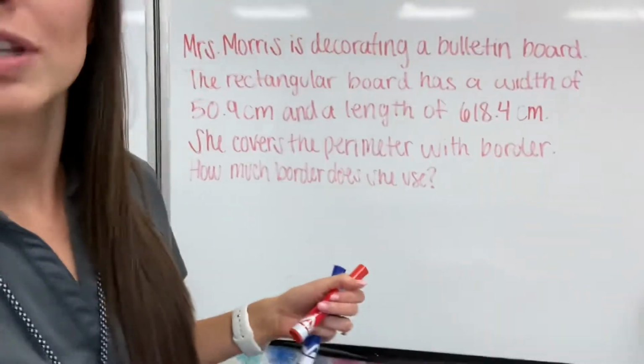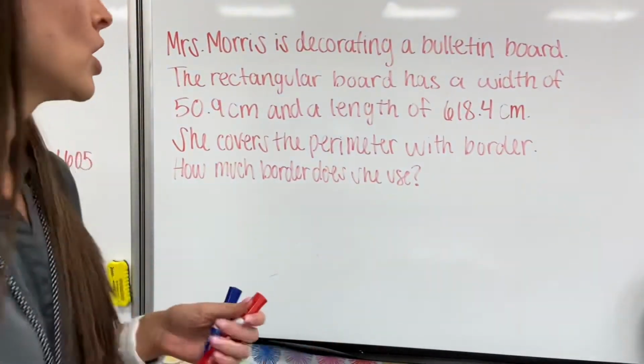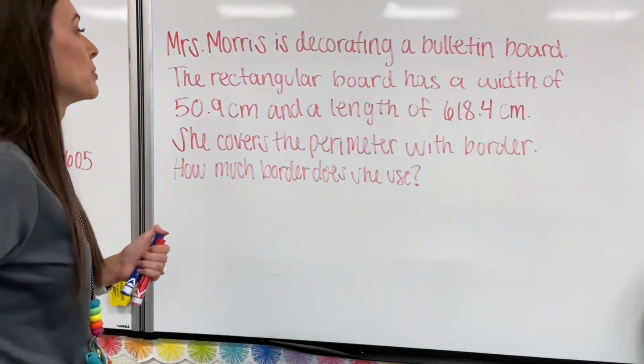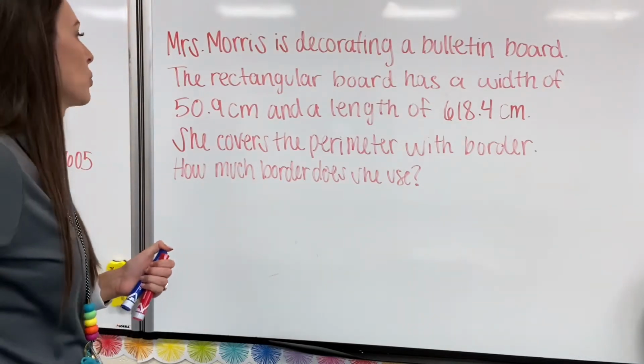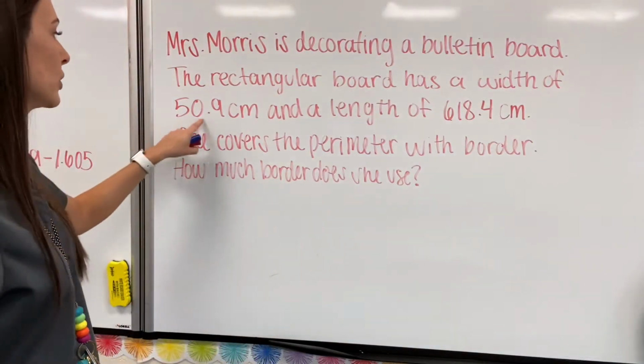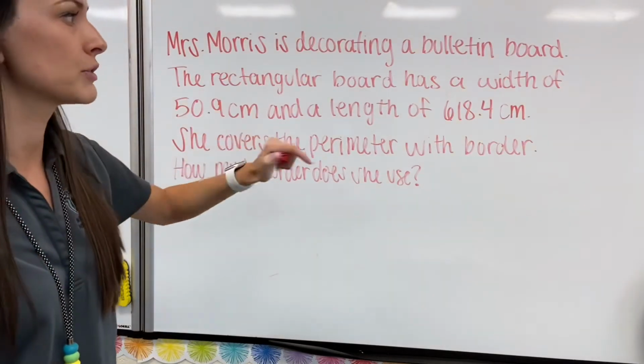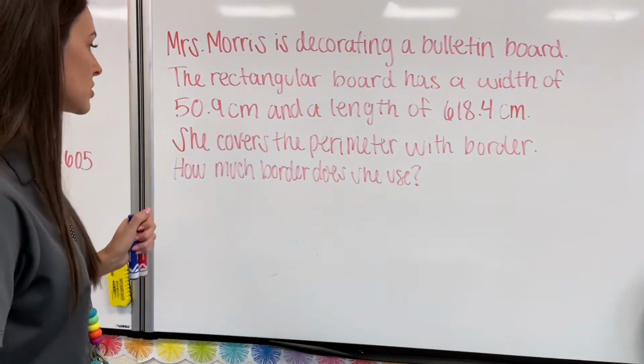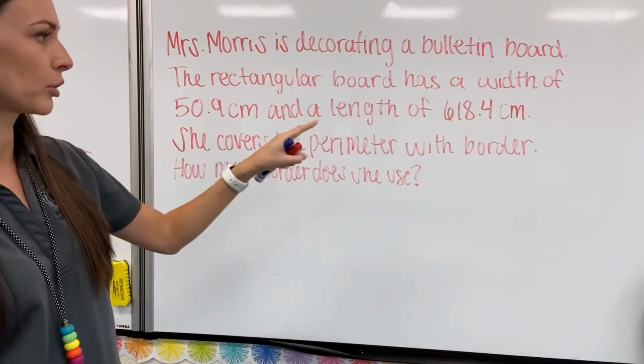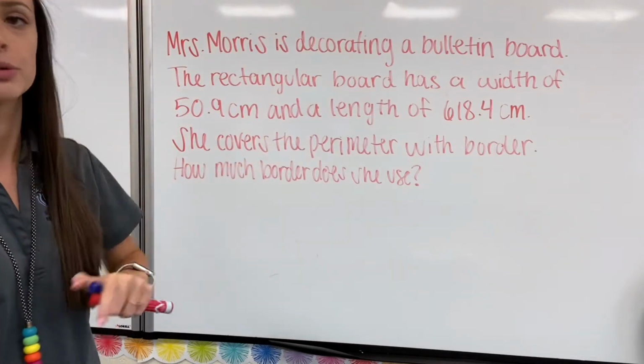You didn't think it was just going to be that easy, did you? Miss Morris is decorating a bulletin board. The rectangular board has a width of 50.9 centimeters and a length of 618.4 centimeters. She covers the perimeter with a border. How much border does she use?